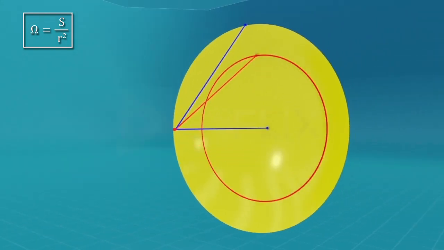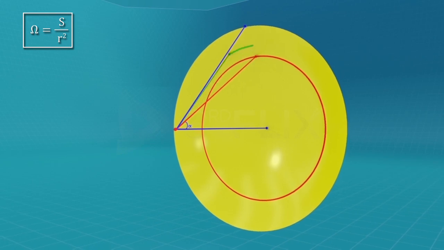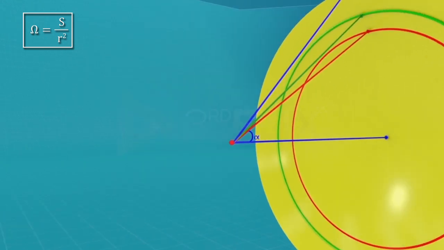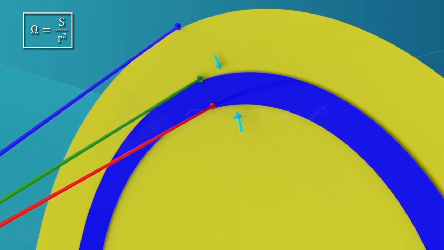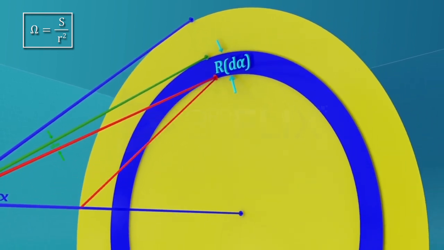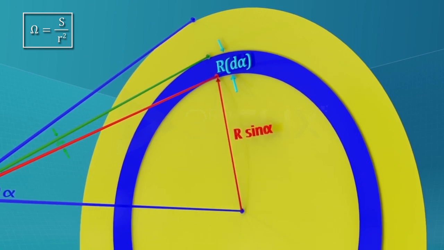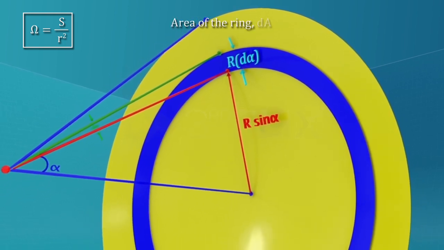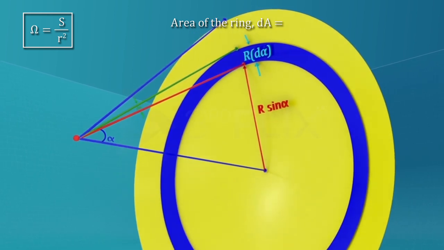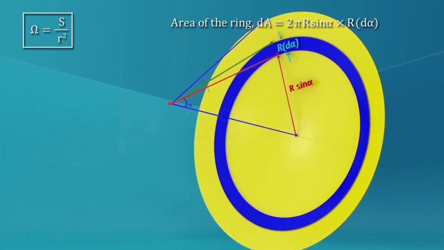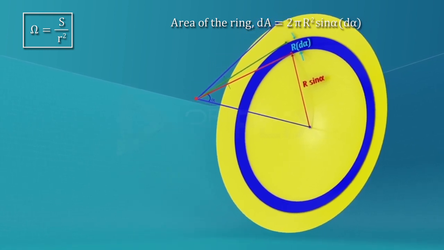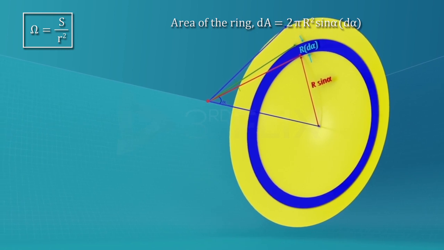Consider a circle, all points on which make an angle alpha at the center. Similarly, consider another circle with angle alpha plus d alpha. The thickness of the ring formed between the circles is r d alpha. Radius of the ring is r sin alpha. Hence, area of the ring dA is the product of circumference 2 pi r sin alpha and thickness r d alpha, which is equal to 2 pi r squared sin alpha d alpha.